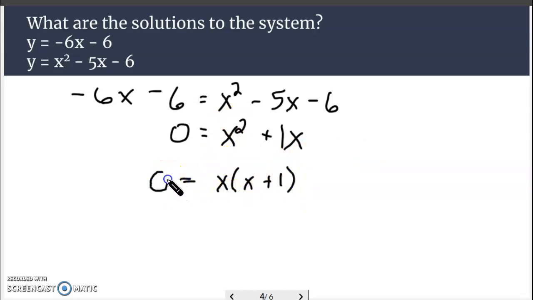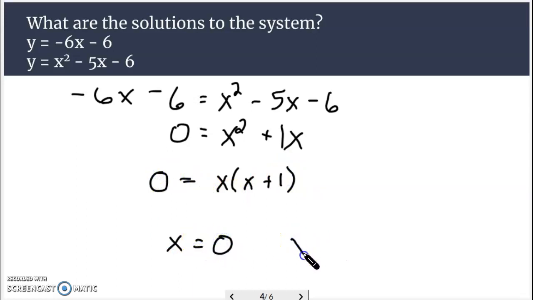So two things are true. Either x equals 0 or x equals negative 1. And I can plug 0 and negative 1 into either equation to find the total coordinate points there. So for this one, let's plug 0 back up here in the first equation. Negative 6 times 0 is 0. 0 minus 6 is negative 6. y is negative 6. That's one coordinate point.